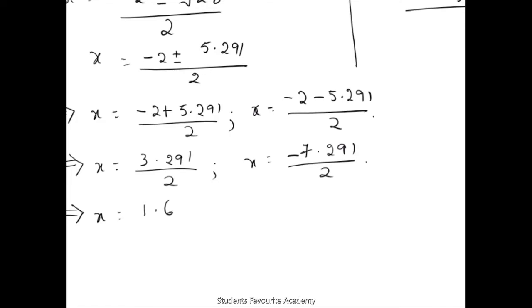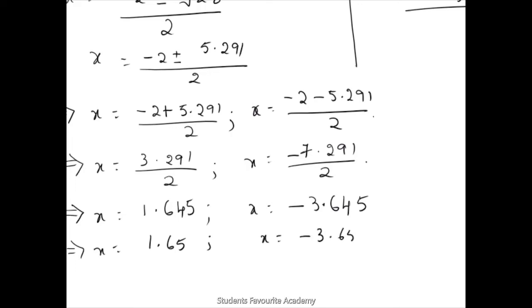2 ones are 2, 1 remains, decimal 12, 2 6s are 12, then 2 4s are 8, 1 remains, so 2 5s are 10. And here x is equal to minus, 2 3s are 6, decimal 1 remains here, so 12 it becomes, 2 6s are 12, then 2 4s are 8, then again 11 it becomes, 2 5s. So now up to 3 places it is there, so we have to round off the answer to 2 places. So x is equal to, this becomes 1.65, because the last digit is 5 or more than 5, you cancel that and add 1, and this minus 3.65.